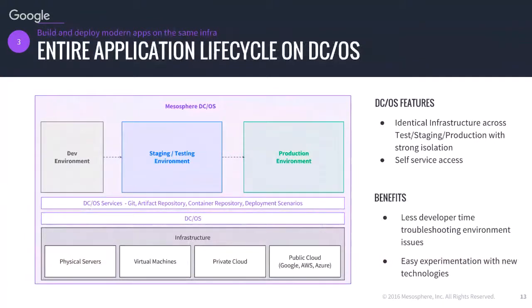If you think about it, the whole application lifecycle can basically run on DCOS, everything from any environment, from the dev environment to staging and testing to production. And it's the same infrastructure across all of these environments. These environments, as I said before, they're dynamically provisioned, so you can actually declare them and create the environments on the fly. So it saves a lot of time for developers for troubleshooting any environment issues. And you can provide easier experimentation.